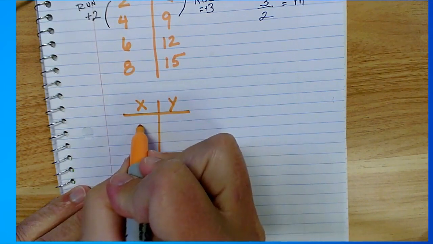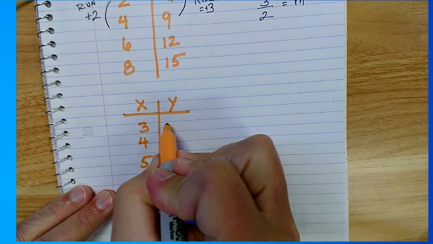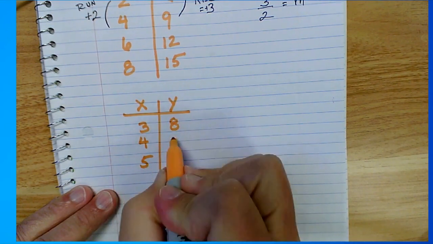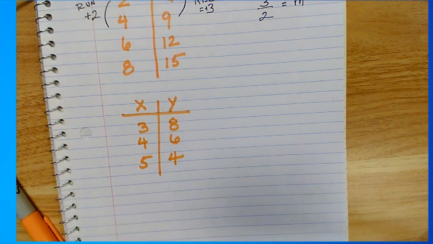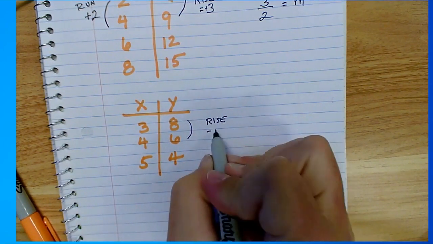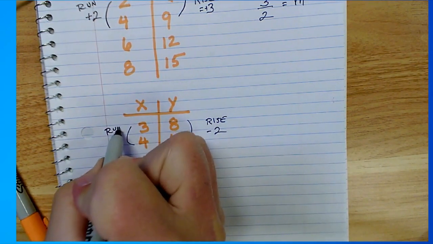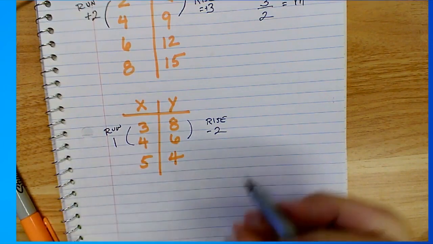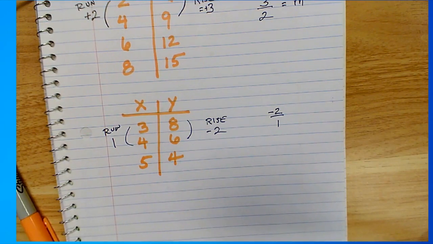So we'll go with 3, 4, 5, and we'll go with 8, 6, 4. Let's find the rise. The rise is right here, and what is that? It's -2, because it's 8 down to 6. And the run is 1. 3 to 4 is 1, and so we'll have rise over run. And there we go. Let's make the magic word be run. R-U-N.